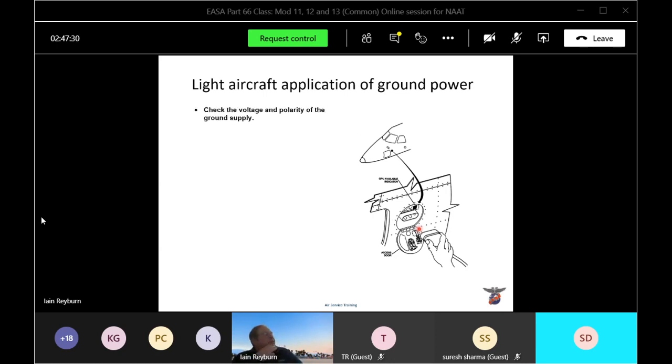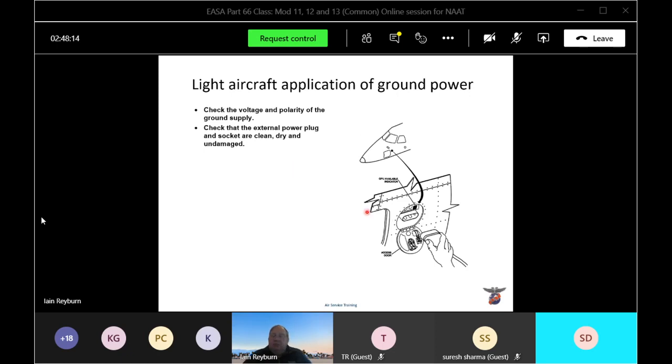So before putting it on, check the voltage and the polarity of the ground supply. Check that the external plug is clean, dry, and undamaged. Clean: if it's covered in oil, you get your hands dirty. Dry: if there's water and you put it on, electricity might want to go down that. So it's a safety thing for you as well as the aircraft and the ground power.